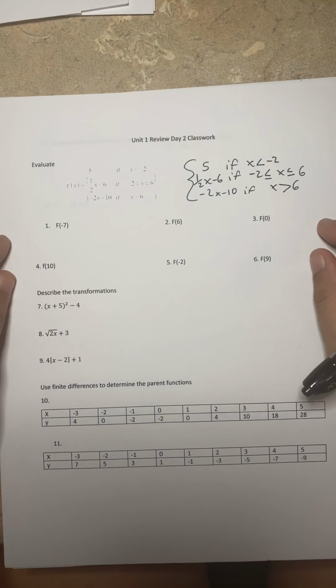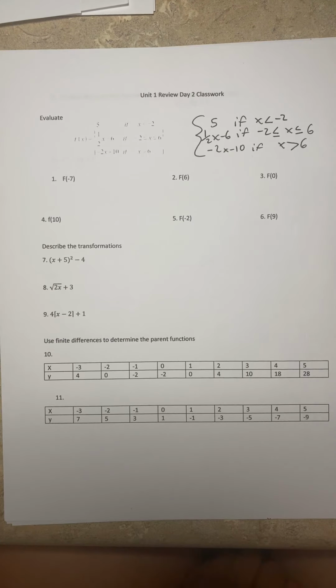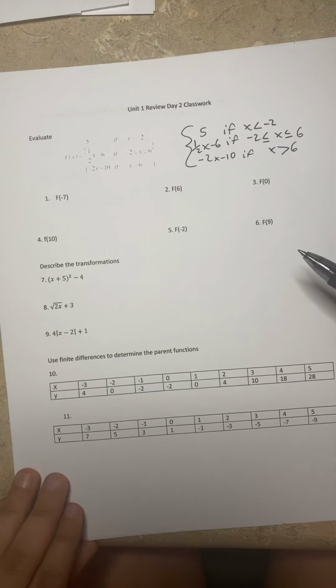So for 1 through 6, you're going to use this piecewise function to graph it. 7 through 9, you're telling me what transformations happen. 10 and 11, you're going to tell me what the parent function is. Is it linear, quadratic, cubic, all that good stuff. And then on the last page, number 12 and 13, you're just going to convert it to vertex form and give me the vertex of both functions.